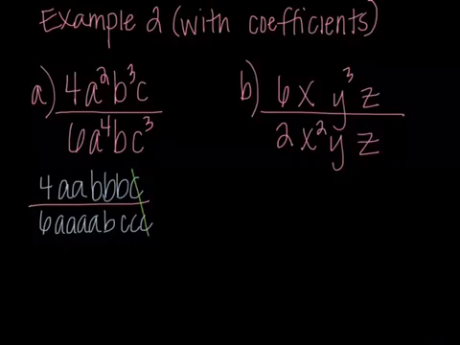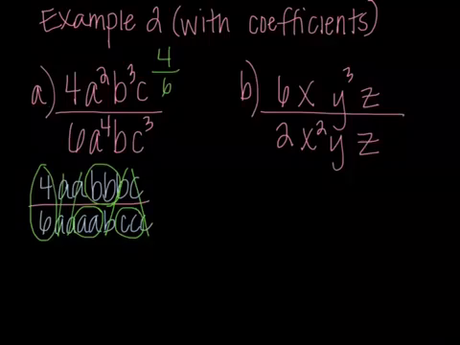I can cancel 1 set of c's, 1 set of b's, and 2 sets of a's. This leaves 2 a's down below and 2 c's down below and 2 b's up top. I also need to look at my coefficients, 4 over 6. These I will simplify just like a regular fraction. Notice 4 over 6 is just two even numbers, which means I could cut both in half. That would give me 2 over 3.